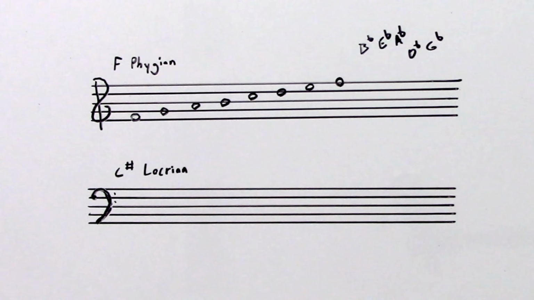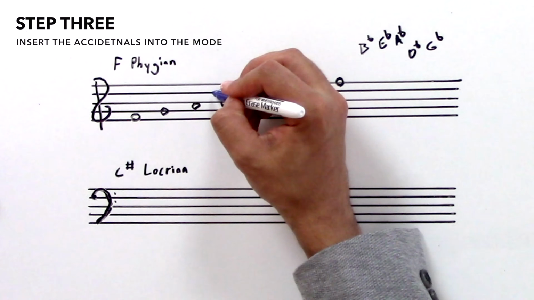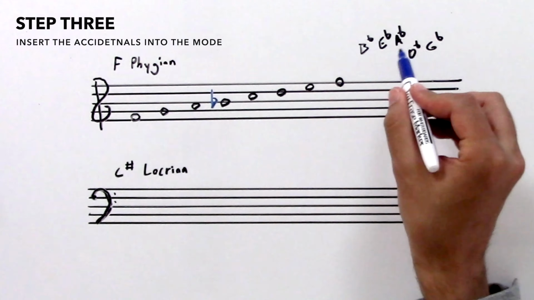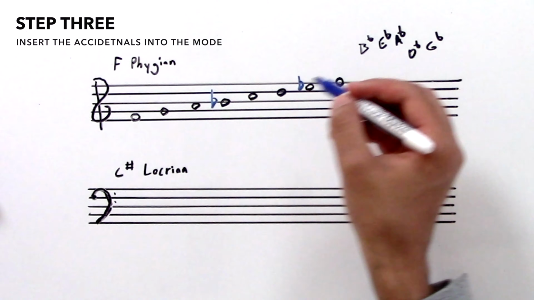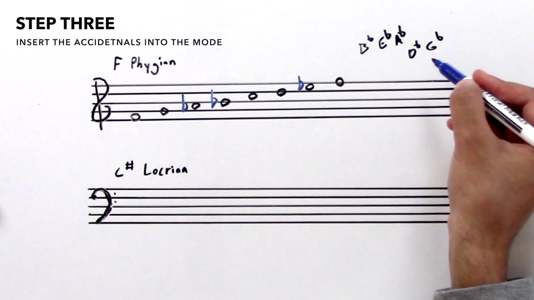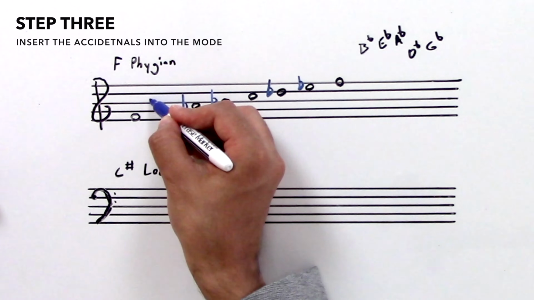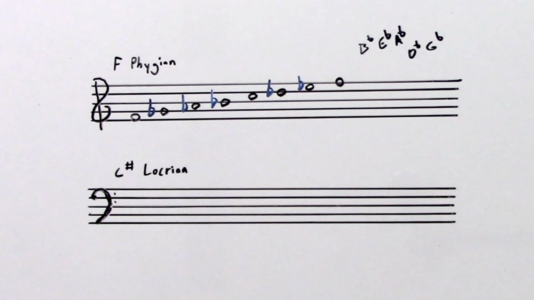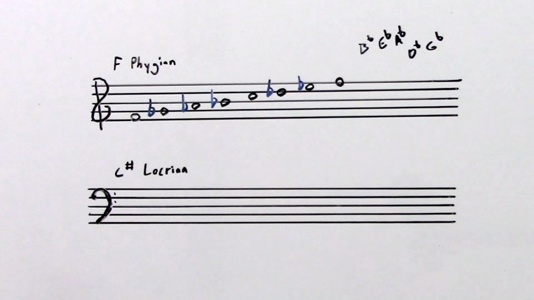Now all we have to do is put them beside the correct note. So B flat. Let's make this a B flat. And then E flat. And A flat. And D flat. And G flat. And there it is. That's the correct answer. We wrote an F Phrygian mode or Phrygian mode on F.